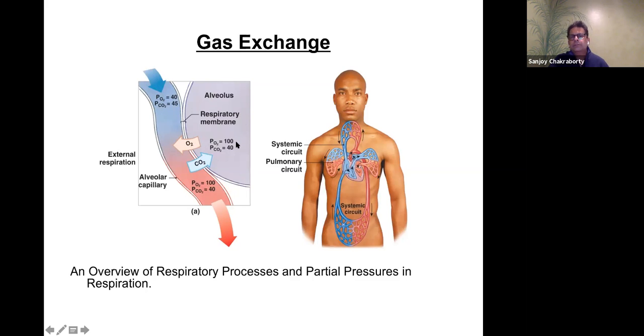In the alveolus, oxygen is 100, carbon dioxide 40. So oxygen goes this way, carbon dioxide goes that way. That's through the respiratory membrane. We learned that before. That's called external gas exchange.